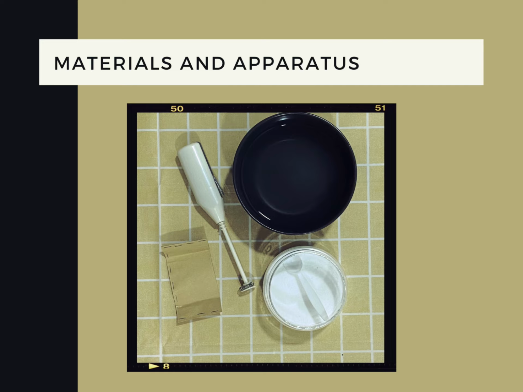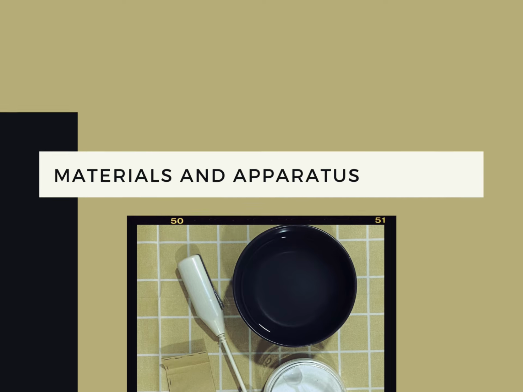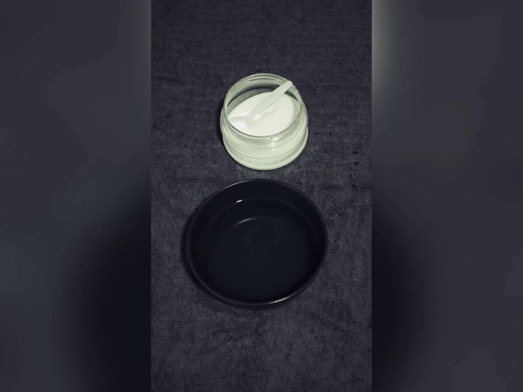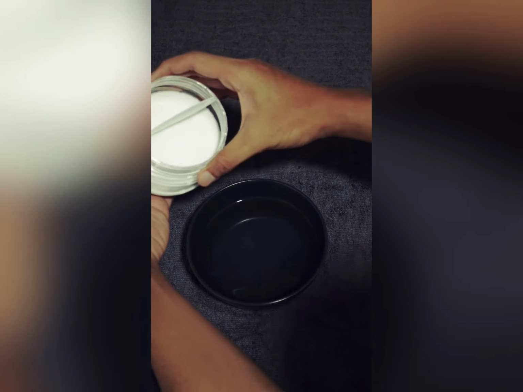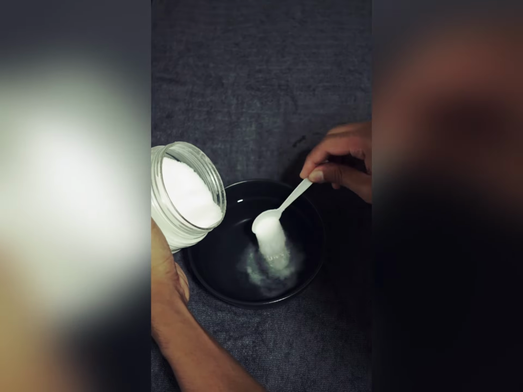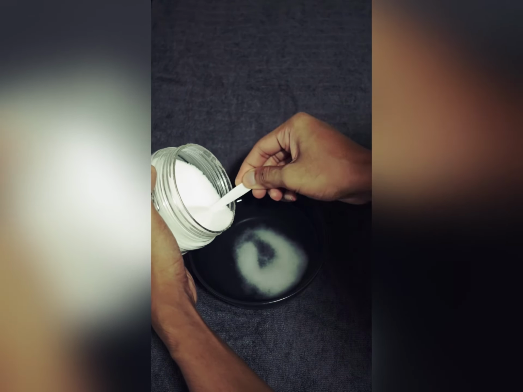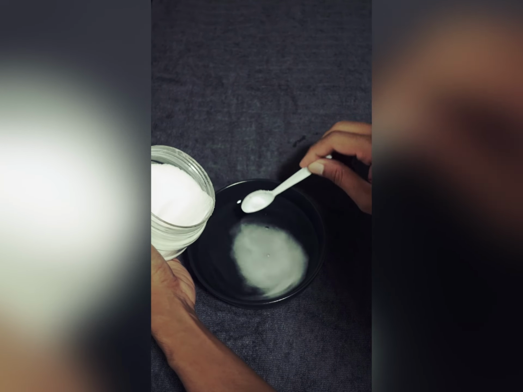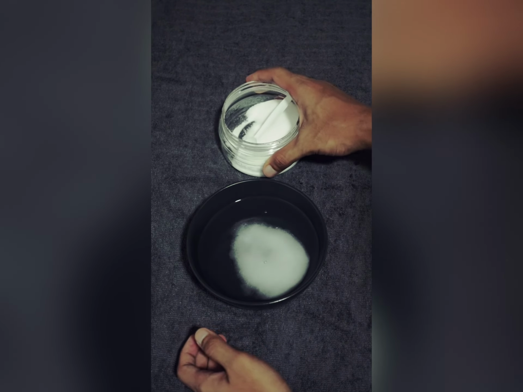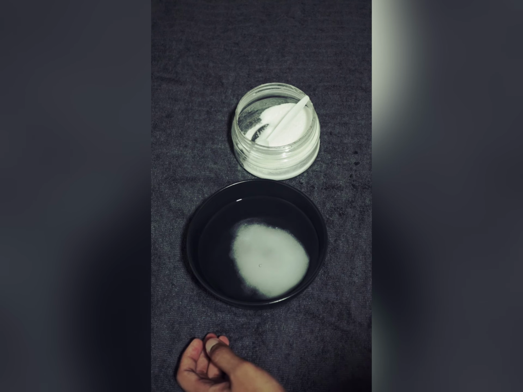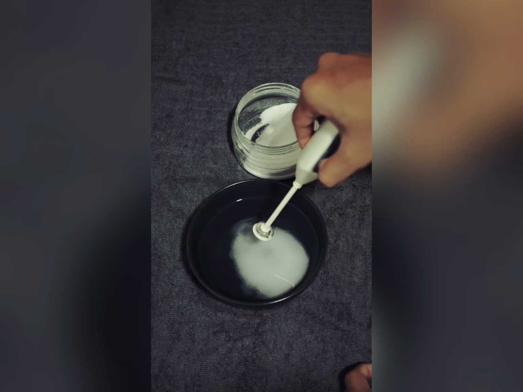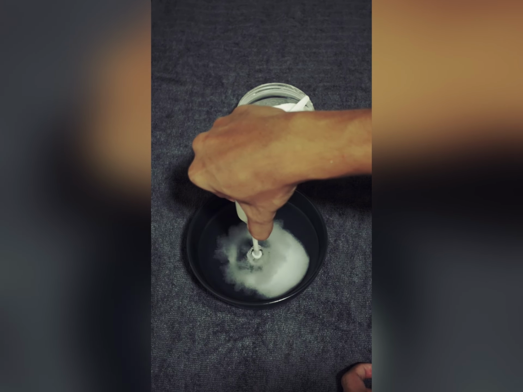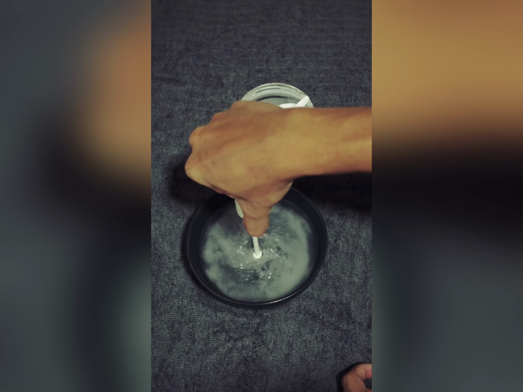Now we move on to the procedure. It is quite simple, easy and quick. Firstly, we will need to make a concentrated salt solution. I added around 6 to 7 teaspoons of salt into the hot water, mixed it using the mixer, and mixed again and again until I found that there was no more salt that could be dissolved in the water.